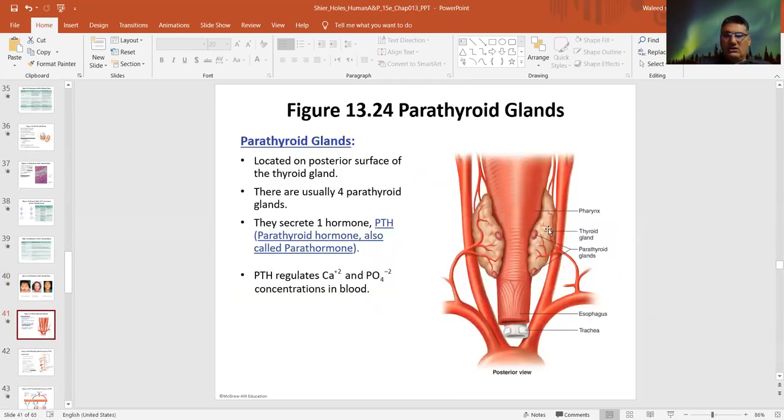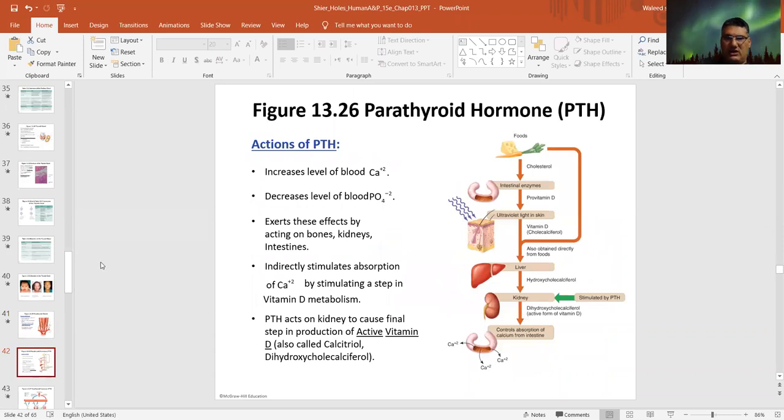Parathyroid are two pairs, which is 4 together, in the back of the thyroid gland. These tiny purple ones in the back. And they secrete parathyroid hormone, also known as parathormone. And this is basically the opposite of calcitonin. It increases calcium level in the blood, automatically increasing phosphate. Both of them, they go together. Calcium and phosphate, they come together.